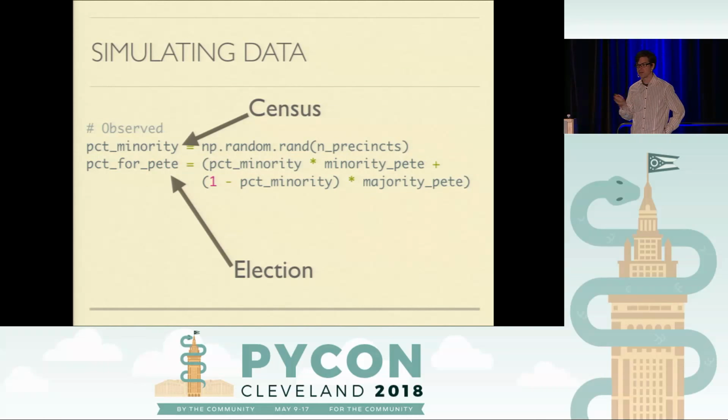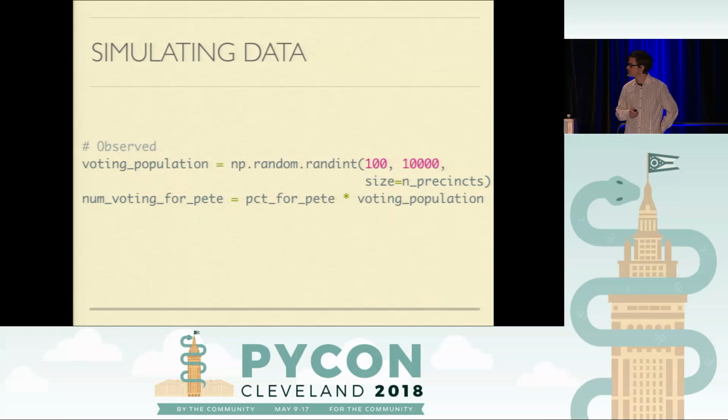And then finally, the percent vote for Pete. So this is going to be this linear combination Karin was talking about earlier. So somehow we're mixing up our unobserved variables, and the goal of our model is going to be to unmix these unobserved variables. So this will be the percent vote for Pete. We'll see that election night.